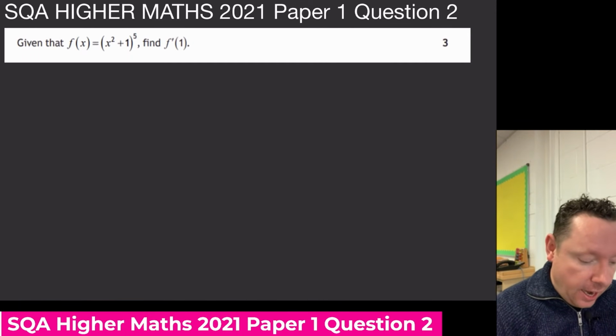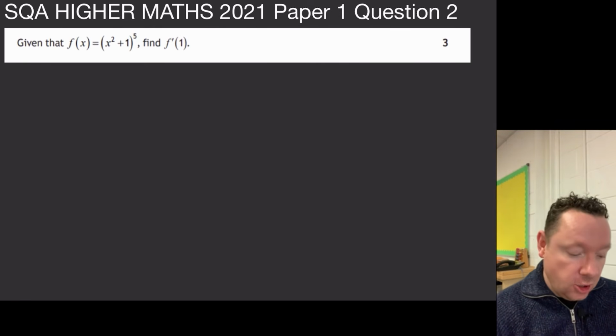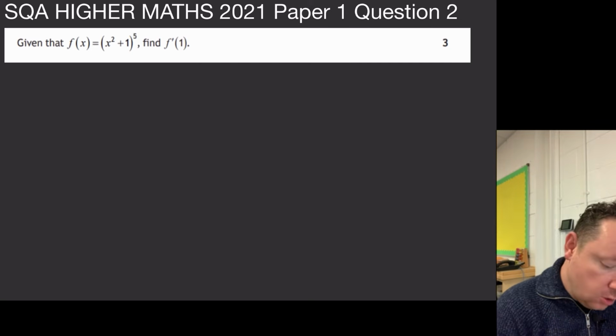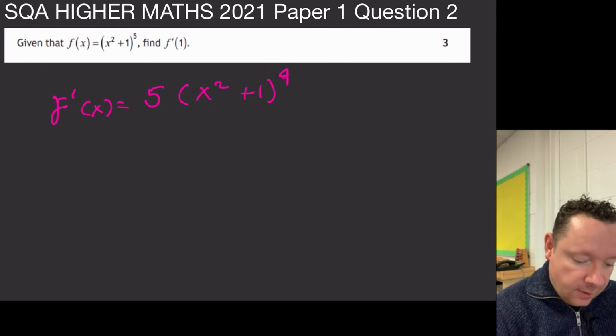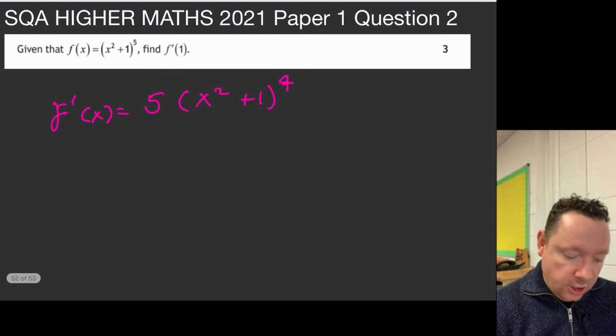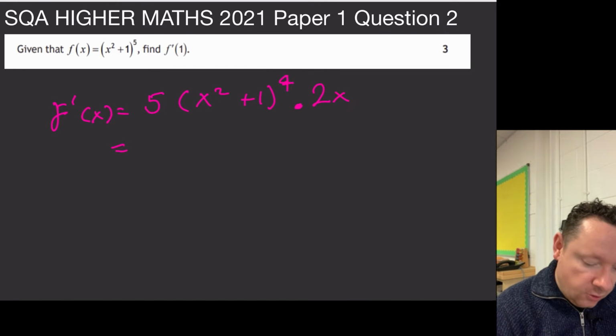S squared higher maths 2021, paper 1, question 2. Given that f of x is x squared plus 1 to the power 5, find f dash 1. So it's a differentiation question, and it's also the chain rule. So let's find f dash x first. F dash x is equal to, well, I'll take the power down, 5, keep the function the same, x squared plus 1 to the power of 4, but then times by the inner function differentiated, so I've got x squared plus 1, if I differentiate that I get 2x, so I need to remember to times by 2x, tidying that up, 5 2s are 10, so I get 10x bracket x squared plus 1 to the power of 4.